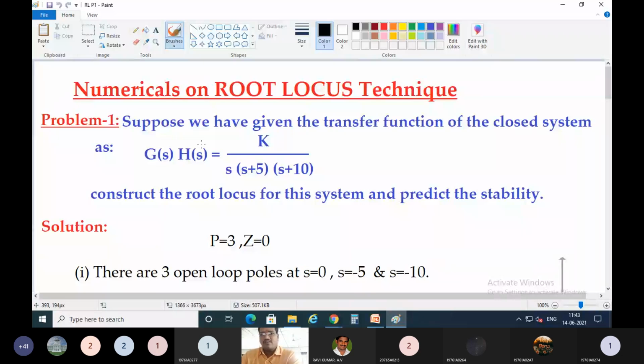Anyway, this is the given open loop transfer function. In the given open loop transfer function, how many poles and how many zeros are there? Sangavi, how many poles and how many zeros?